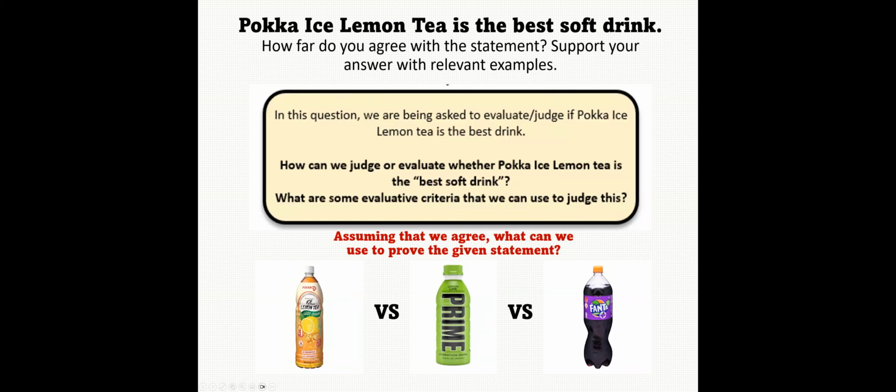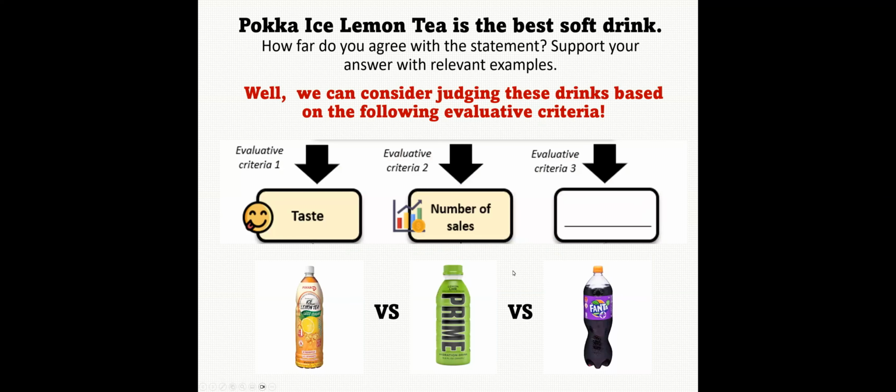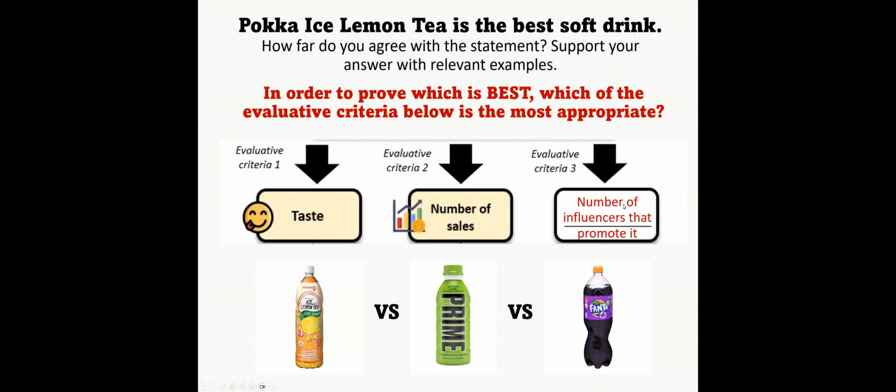Let's assume that all of us are Pokka Ice Lemon Tea lovers. How can we prove that Pokka Ice Lemon Tea is better than these two other drinks? So these are some sample evaluative criteria, or how you can judge these drinks. You can judge based on taste. You can judge by number of sales, or you can even come up with an evaluative criteria of your own. Over here, I will use number of influencers that promote it.